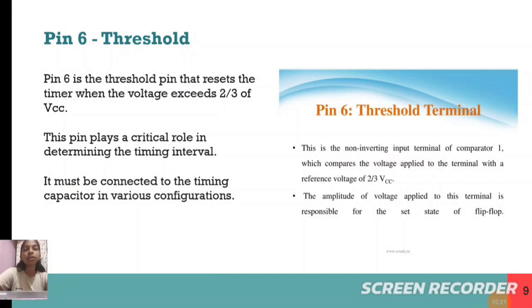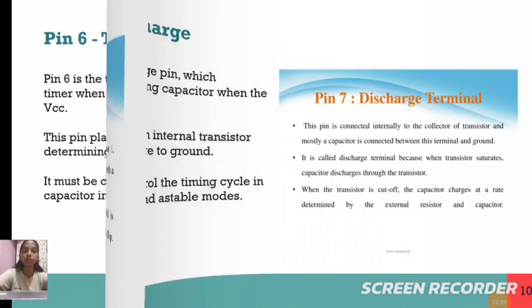And the sixth pin is the threshold pin, which resets the timer when the voltage exceeds 2/3 of VCC. This pin plays a critical role in determining the time intervals. It must be connected to the timing capacitor in various configurations.